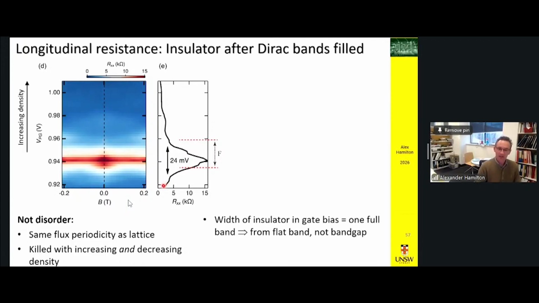Because this resistance peak is exactly one band wide, that suggests it's not from a band gap, but it's actually from one full band of carriers. And if you calculate what the on-site energy is compared to the hopping, it's actually of order 50. So this means that in this band, we're very much in the strong correlation limit, not the free electron limit.